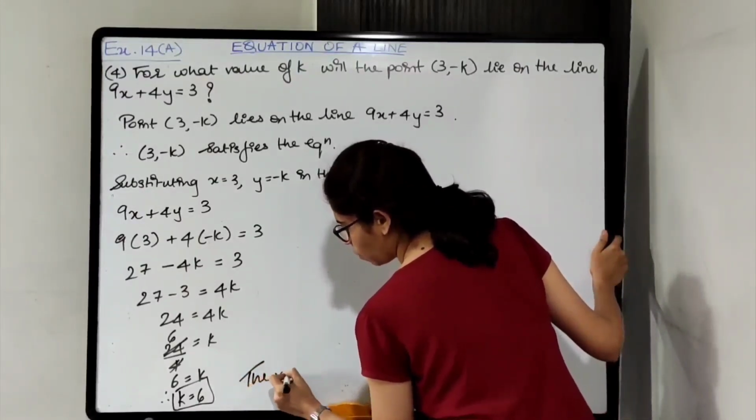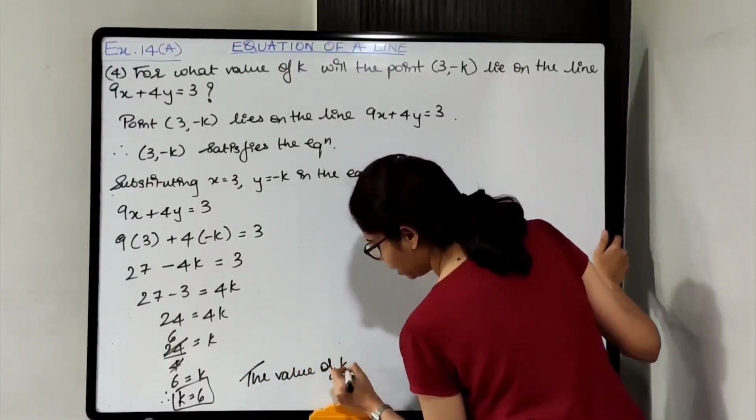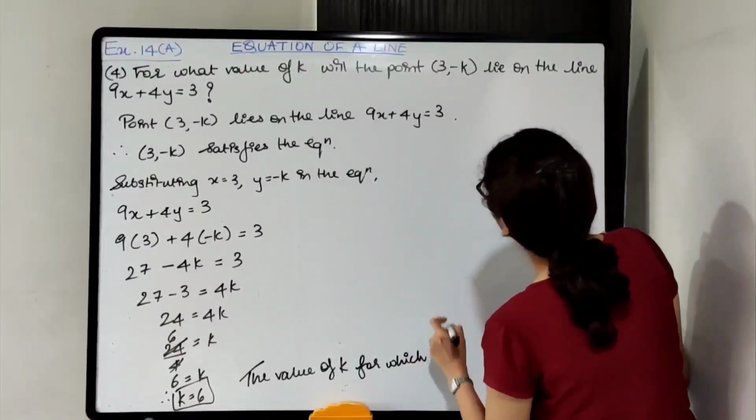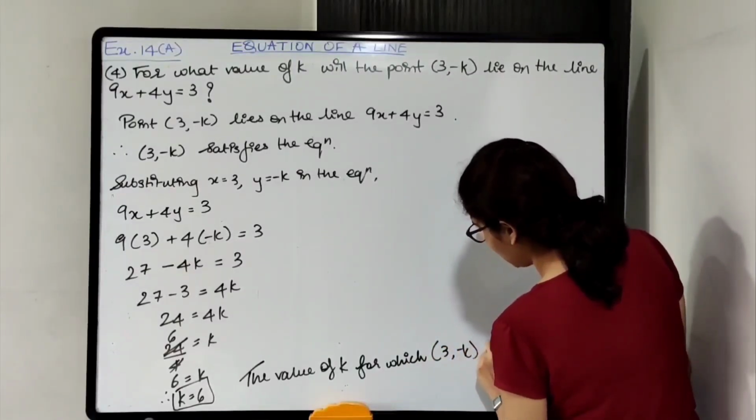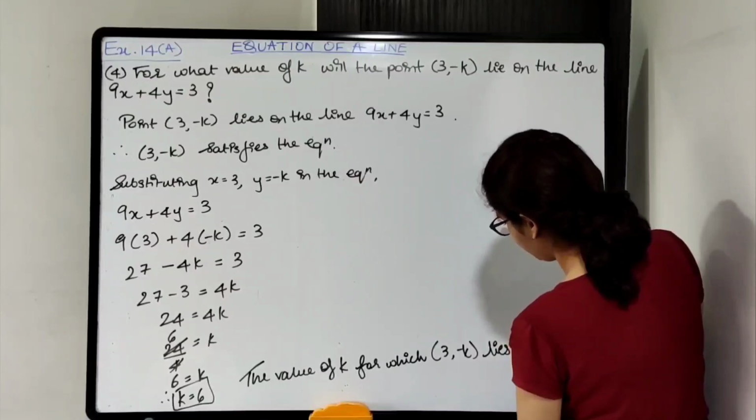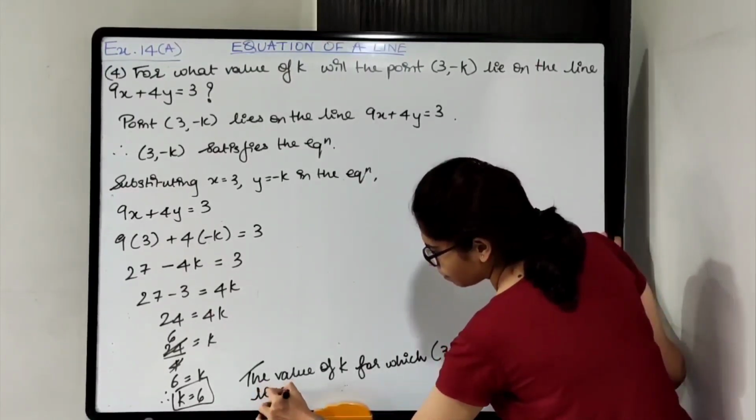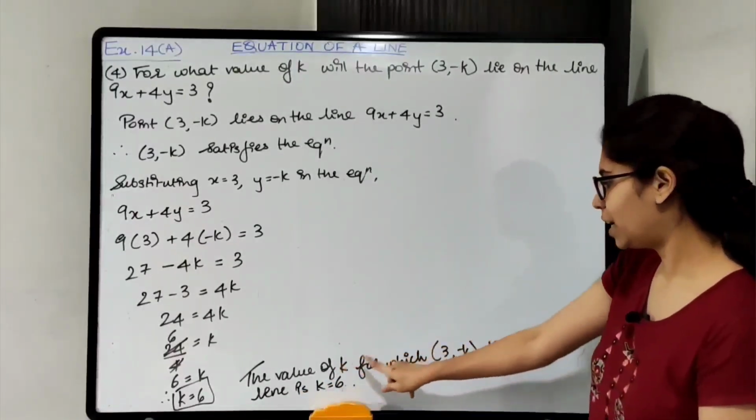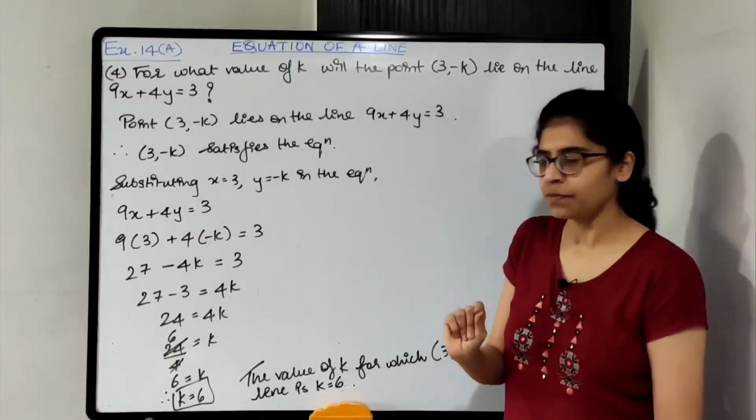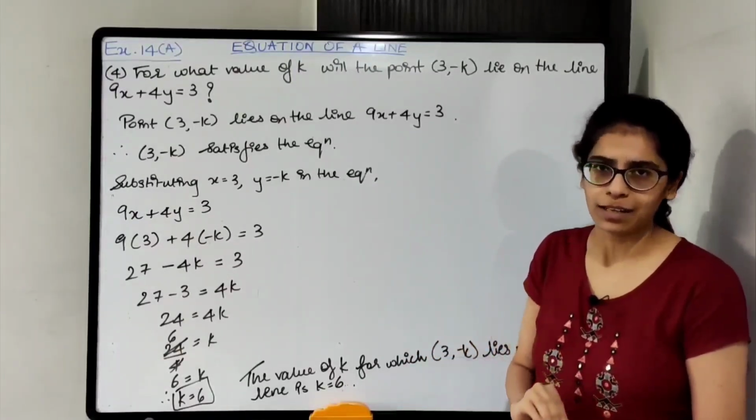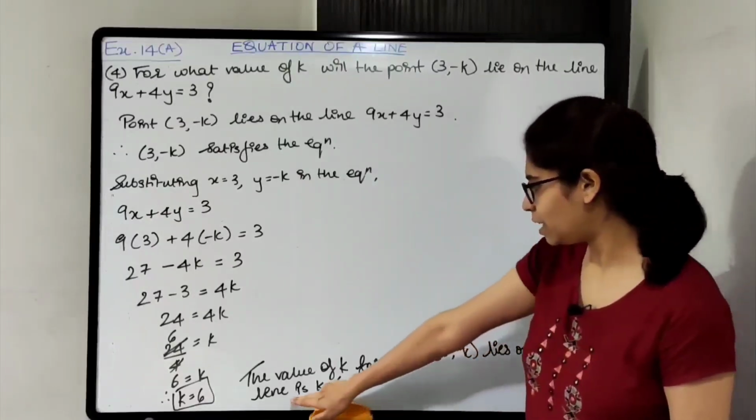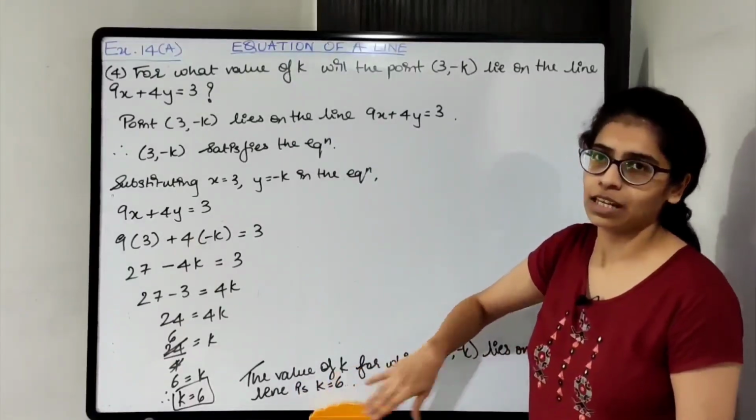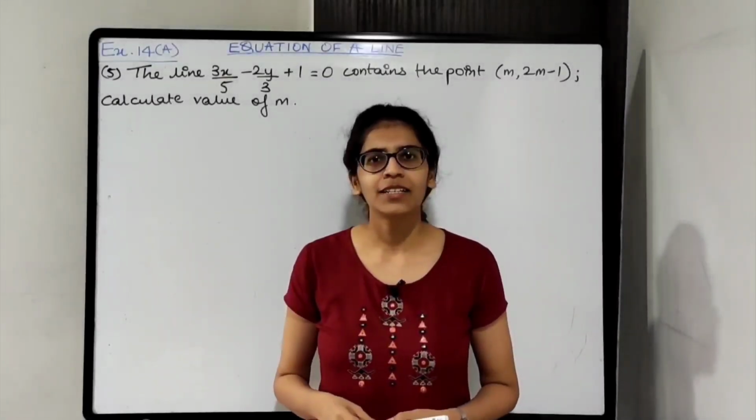The value of k for which (3, -k) lies on the line is k equal to 6. So write the entire statement. For this value of k, the point will be lying on the line. And write the equation of the line as well. After line, write down the equation 9x + 4y = 3 and then write down is k equal to 6. Let's read the next question.